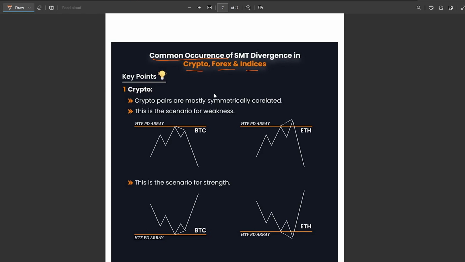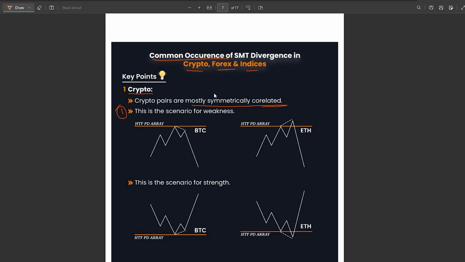So first of all, let's come on to crypto. Crypto pairs are mostly symmetrically correlated. That means they will move in the same direction as BTC. And the first scenario that we are going to see is of weakness in symmetrically correlated pairs.